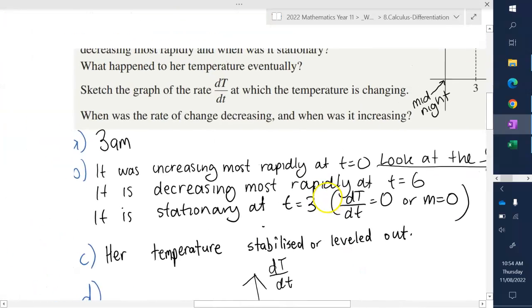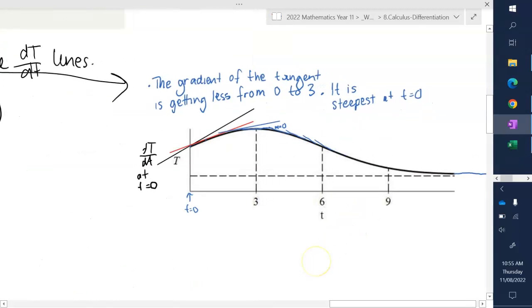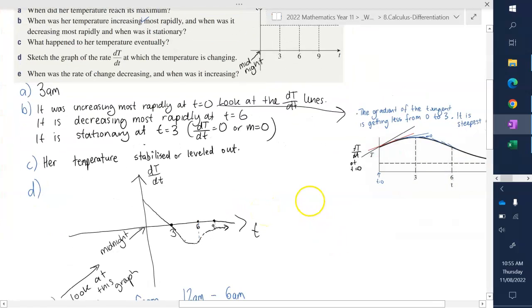Our second last question, we need to graph the rate dT, and sketch that. Okay, so I'll finish off the notes for that question in the next video, and we'll graph the dT graph, and then we'll have a look at when that's increasing and when that's decreasing.